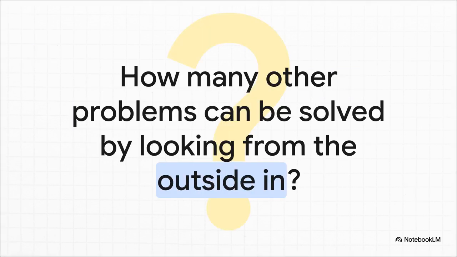And that leaves us with a final thought to chew on. We use that outside-in algorithm to check for palindromes. But where else could that strategy work? What other big, complicated problems out there could be simplified just by starting at the edges and working your way to the middle? It's a powerful way of thinking that goes way beyond just coding.